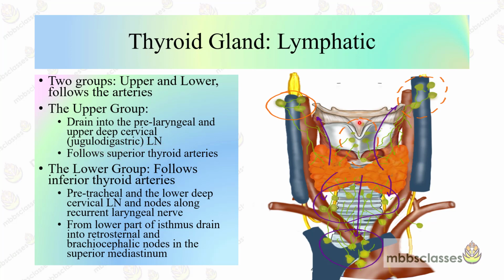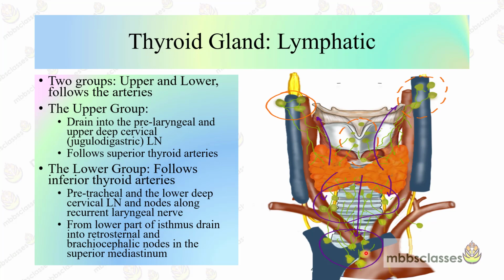So these are the prelaryngeal lymph node groups, and these are the deep cervical lymph node groups. Exact location is around the jugulo-digastric lymph nodes, and these follow the superior thyroid arteries. The lower group follows the inferior thyroid arteries, and they drain into the pretracheal group, and the lower deep cervical lymph nodes, or the lymph nodes along the recurrent laryngeal nerves. From the lower part of the isthmus, sometimes they drain directly into the retrosternal or brachiocephalic lymph nodes in the superior mediastinum.